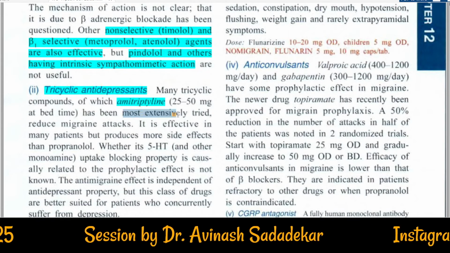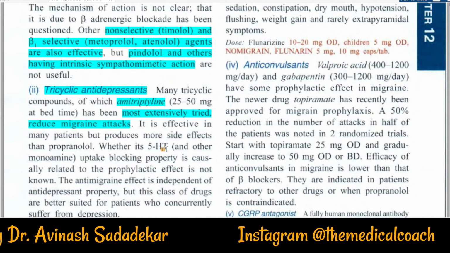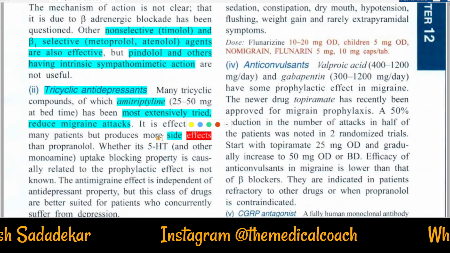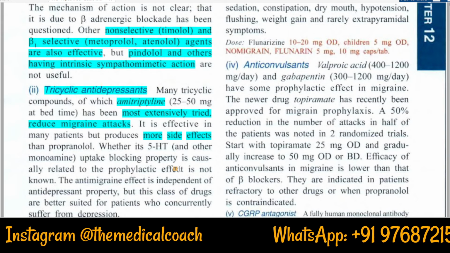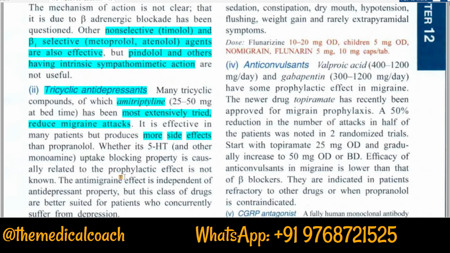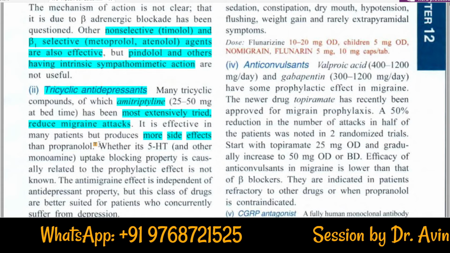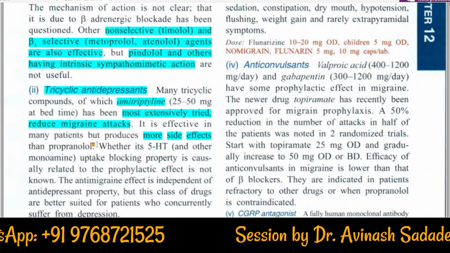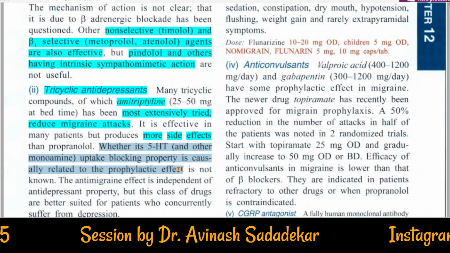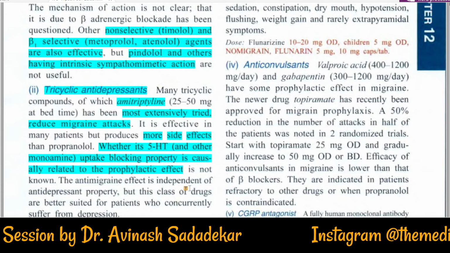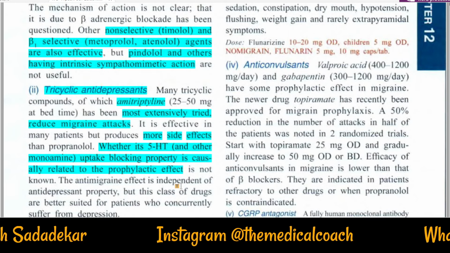Amitriptyline is used mostly, and it does reduce migraine attack. It's effective in patients but has more side effects as compared to propranolol. When we go to the tricyclic antidepressant unit, we will realize that these antidepressants block the reuptake of serotonin. Whether that is the reason it gets a prophylactic effect, or is there any other action, we don't know. Maybe it is the reuptake blocking property.